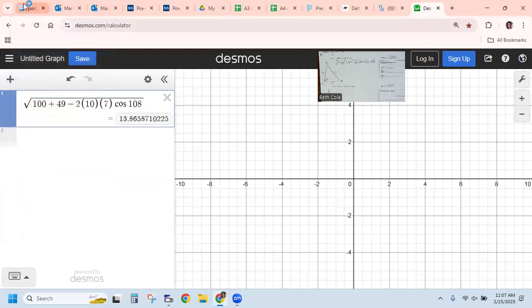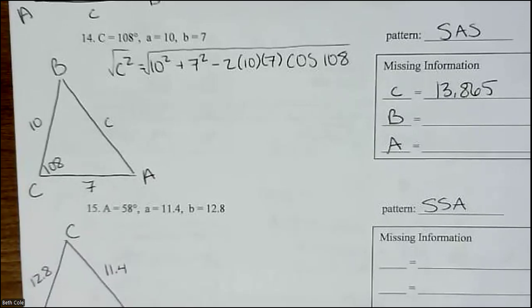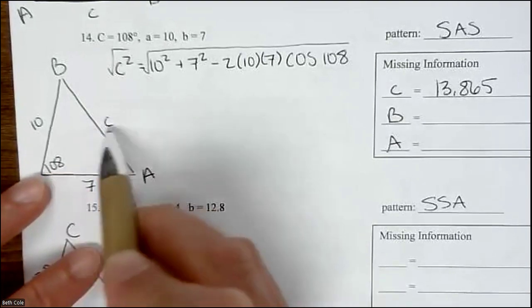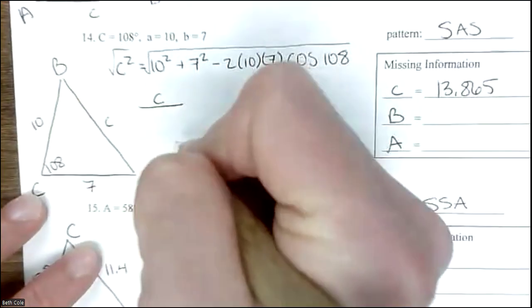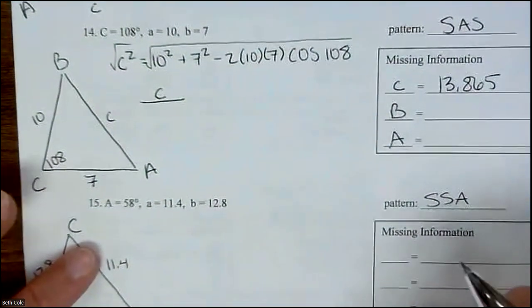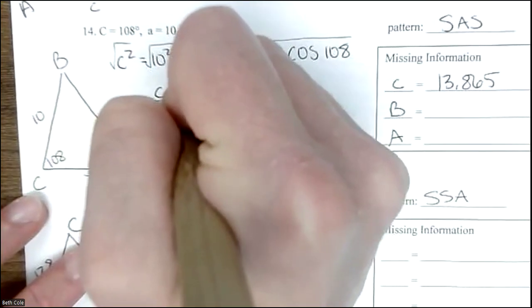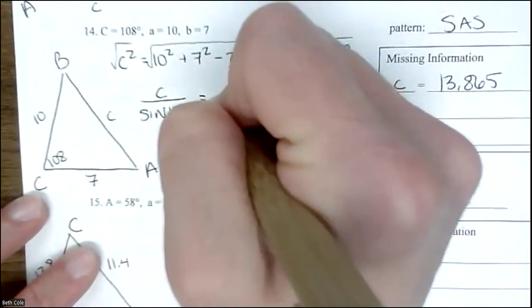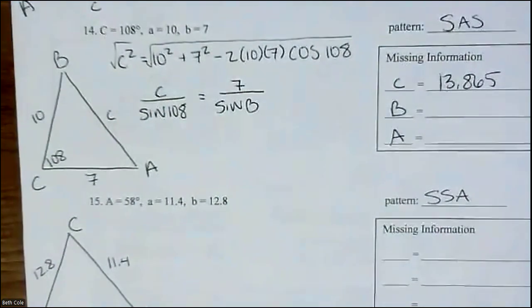Cosine 108, 13.865. I'm going to come over here and store it as C, and then we're good to set up the next one. Yeah, that's a way easier pattern. So now that you have a side across from an angle, you can do law of sines. So it's C over what? Yep, sine 108 equals 7 over sine of B.